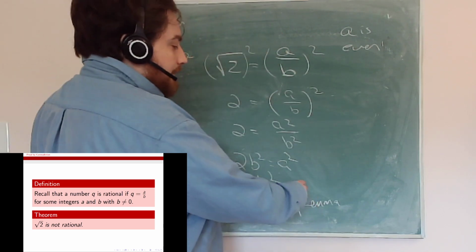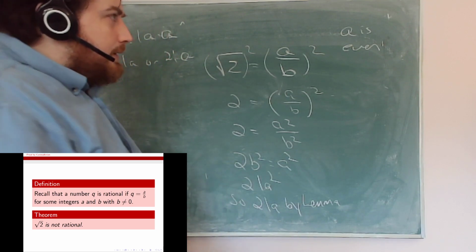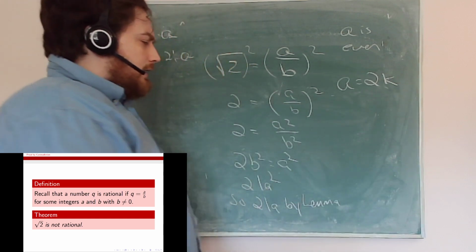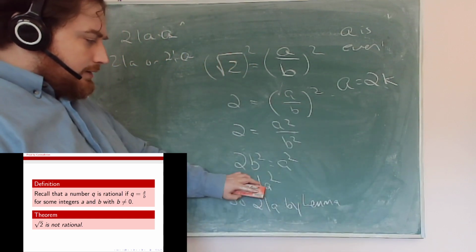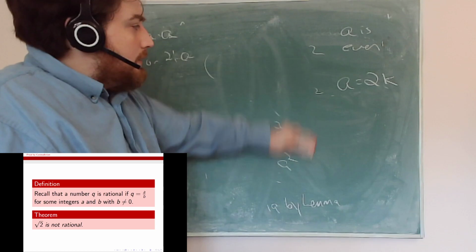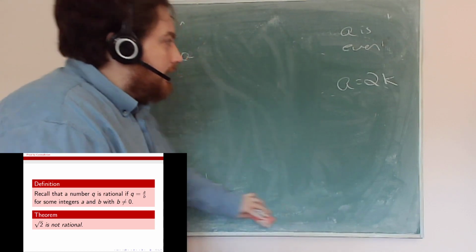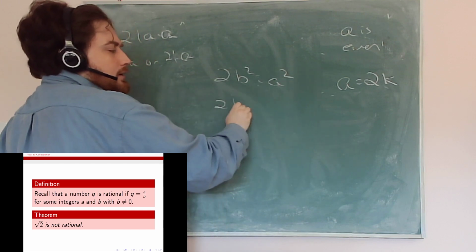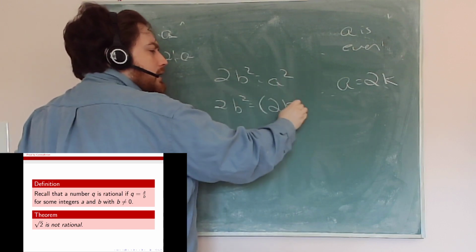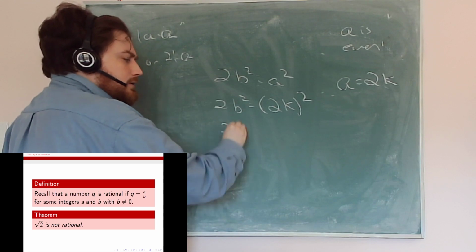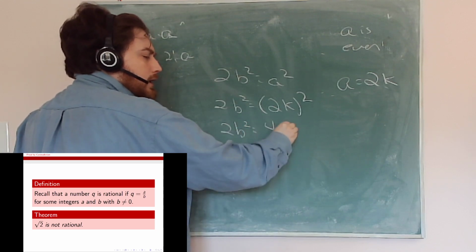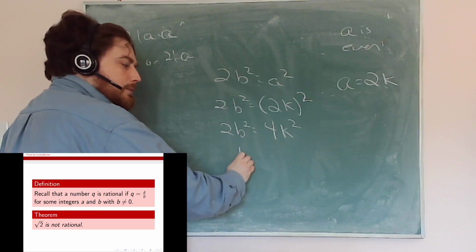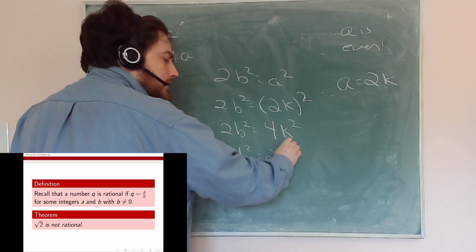What that means now is I'm going to actually start over with this and say, okay, well, if a is even, it's equal to 2 times some integer, let's say k. So if I look at this portion here, I had 2b squared is equal to a squared, but then a squared is (2k) squared, so 2b squared is 4k squared, by squaring both of these terms. And now I can divide by 2 and I get b squared is 2k squared.